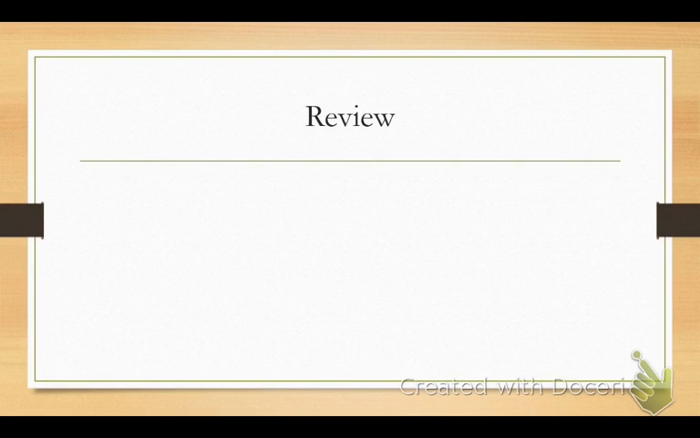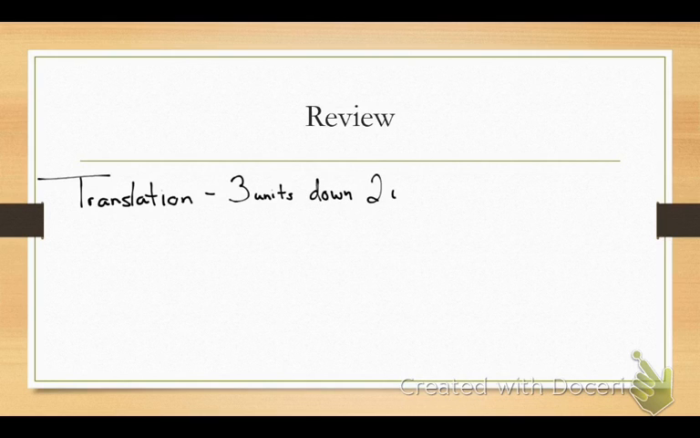All right, you have a review section tomorrow. Here are your concepts that you need to review. Translations with ordered pairs. What if I told you that you need to go 4 units up, let me change that, 3 units down, and 2 units left. And here's your ordered pair: 4, negative 5. Go ahead and give me the new ordered pair following that translation.